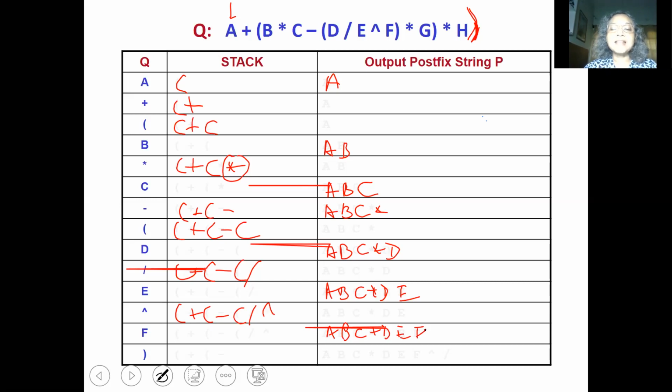Then we get a star. So when we get a star, this exponentiation, which is higher precedence, and slash, the same precedence, will be removed from the stack and put into P. So P will contain A, B, C, star, D, E, F. I'm sorry, E, F.